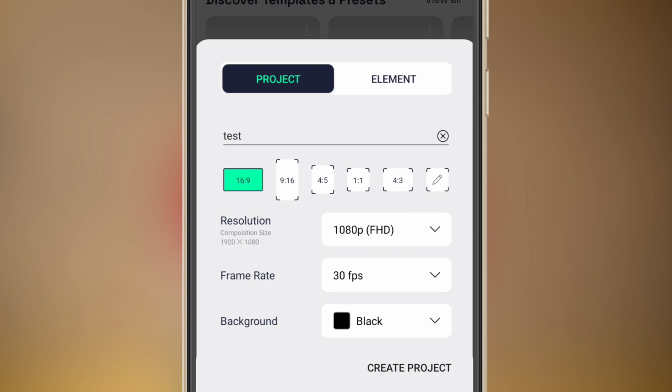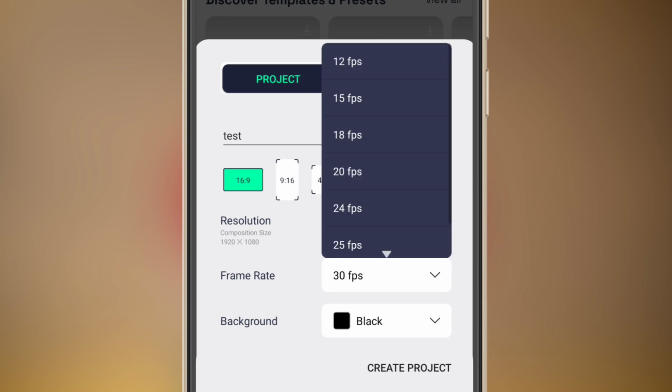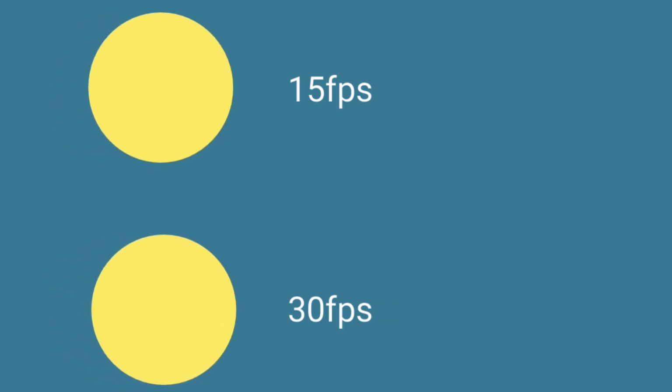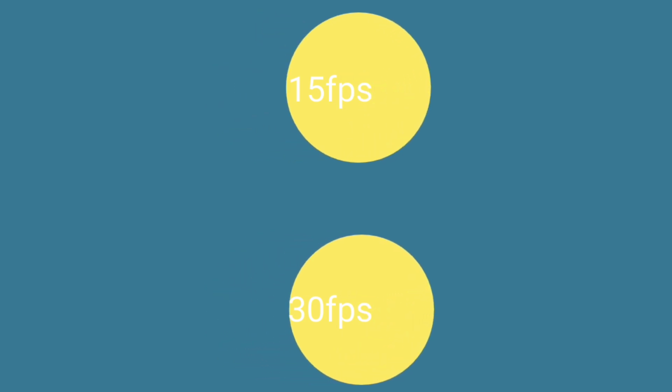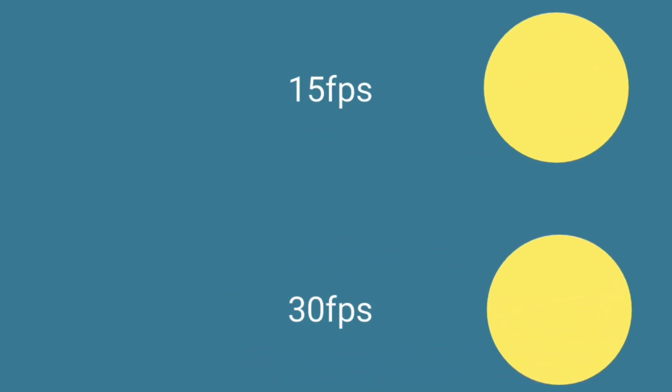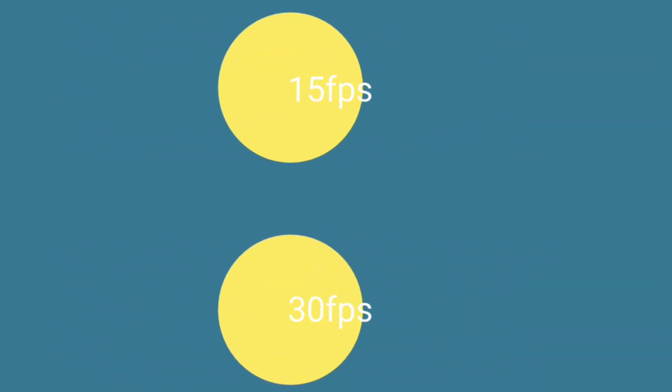Next is frame rate. First things first, what exactly is frame rate? In simple terms, it refers to the number of frames or images displayed per second in a video. The higher the frame rate, the smoother and more lifelike the motion appears. Now, you may be wondering, why does frame rate matter in Alight Motion?